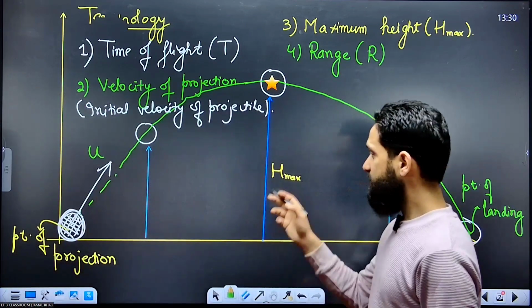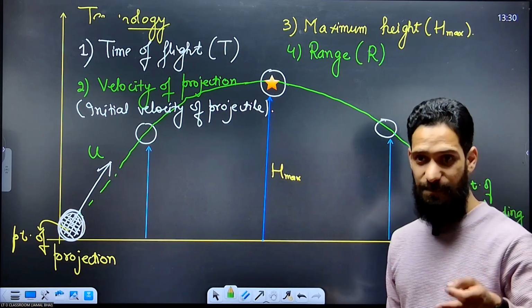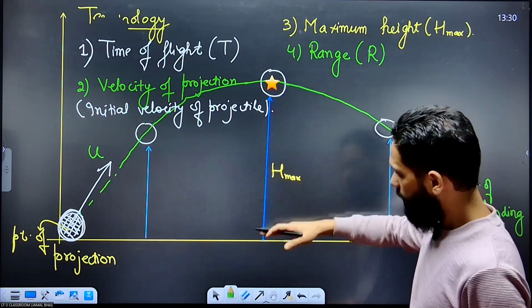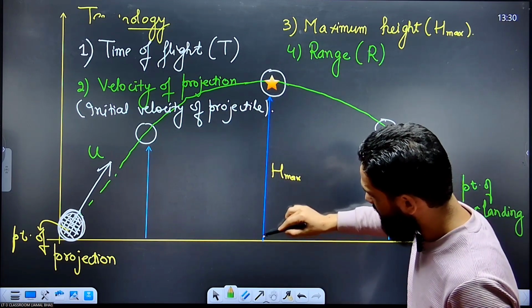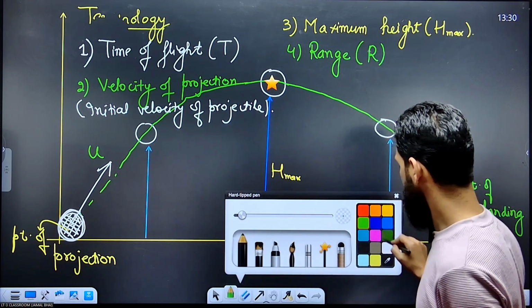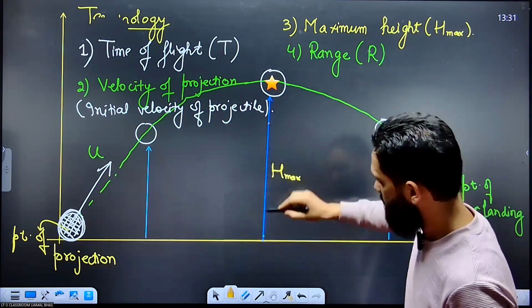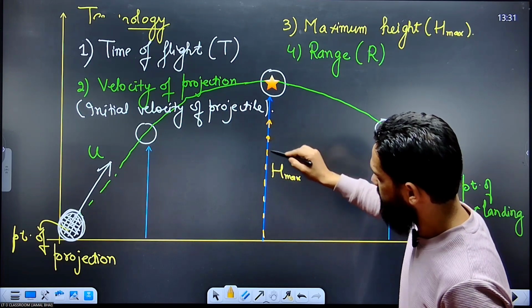As we studied, the maximum height is the displacement of the body from the ground, the maximum displacement. But this displacement is in the y-axis. So this displacement which we can see is in the y-axis, as you can also see like this. It is taking place in the y-axis.